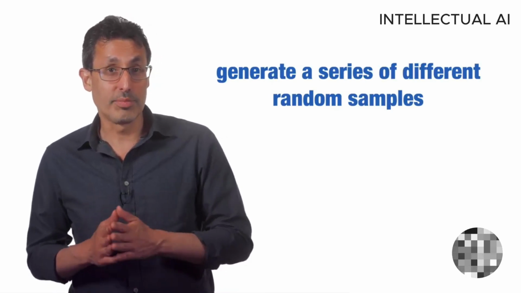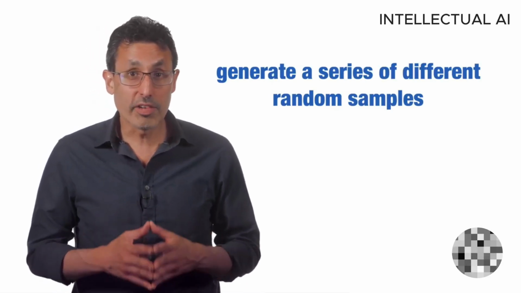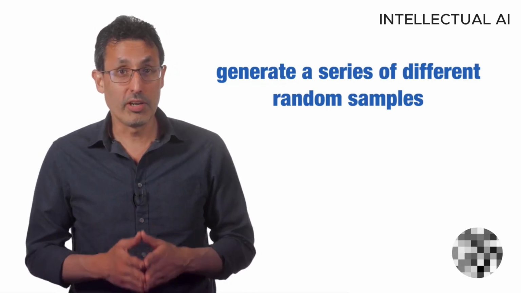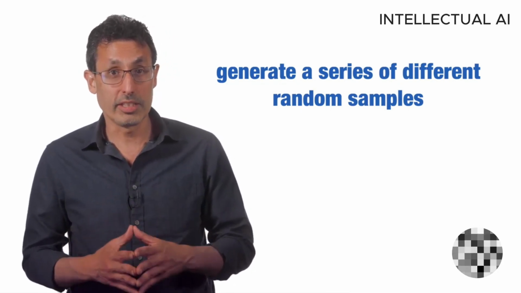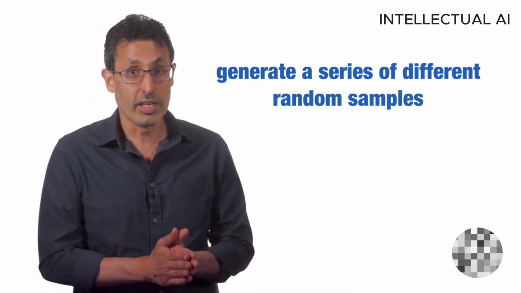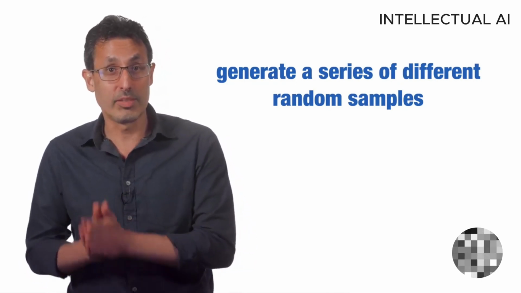Cross-validation is based on the idea of imitating the theoretical setup we just showed as best we can with the data we have. To do this, we have to generate a series of different random samples. There are several approaches we can use, but the general idea for all of them is to randomly generate smaller data sets that are not used for training and instead used to estimate the true error.